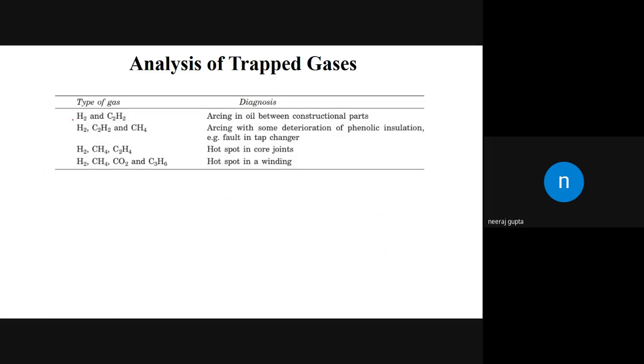Like if you have a certain type of gas, then it indicates arcing between the construction parts, and these gases indicate arcing with some deterioration of phenolic insulation. So we can know exactly from that. So this is about the trapped gases.